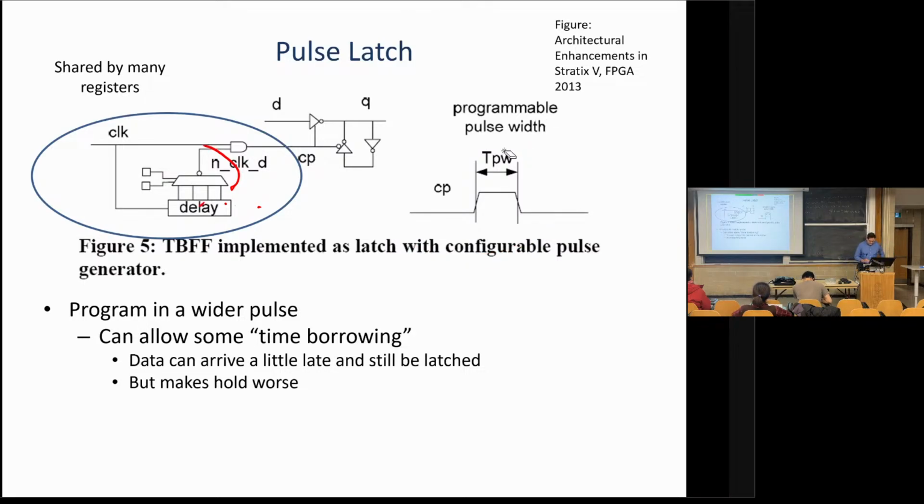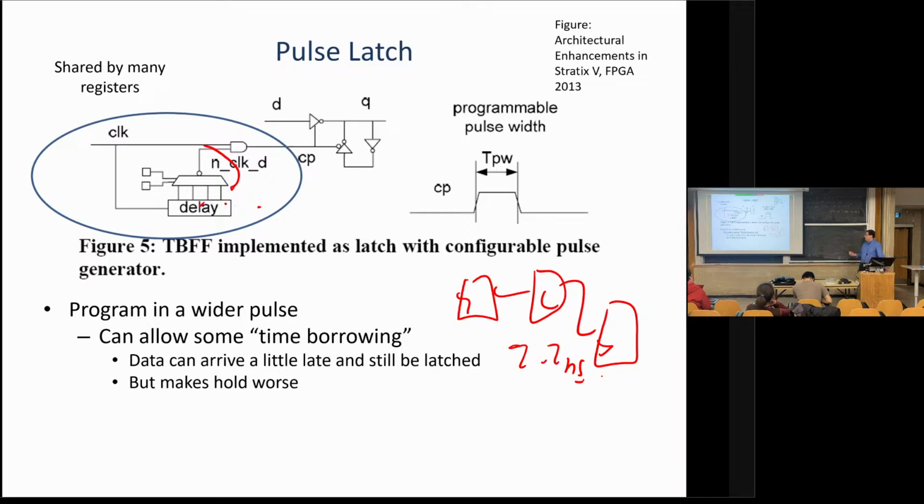And as I said, what the wider pulses do is allow you to borrow time. So I have a register here. It's going through maybe a LUT. It's going through some wires, and it's going to another register. Let's say the data path delay is 2.2 nanoseconds, and my clock period is supposed to be 2. So this is a setup violation. This doesn't work. It took more than a clock period to get there. If I increase the width of this by 200 picoseconds, or if I want to be safe, maybe I'll put a little margin, 300 picoseconds.